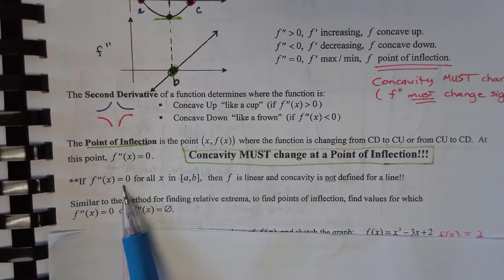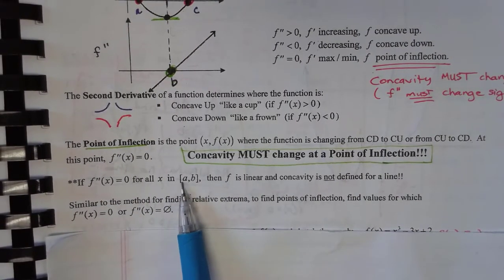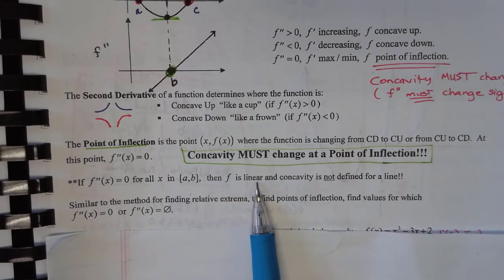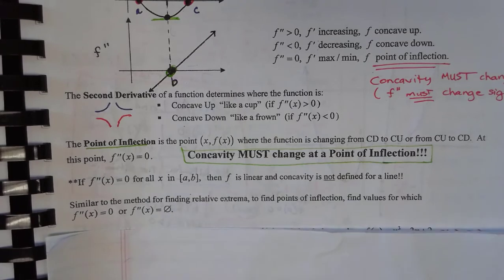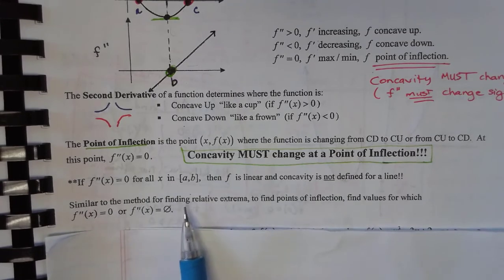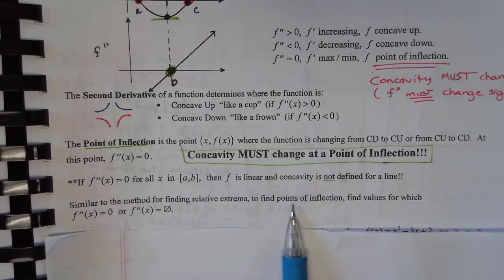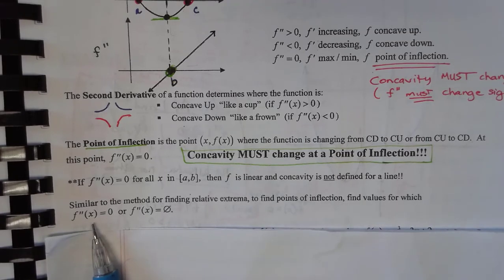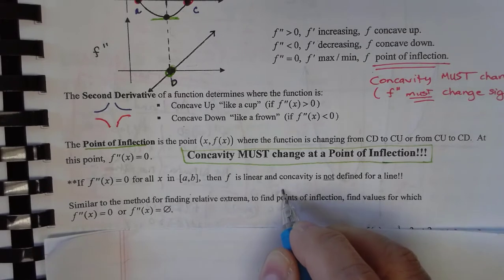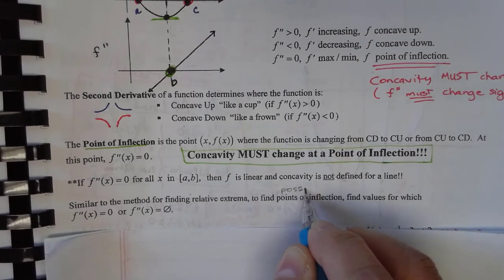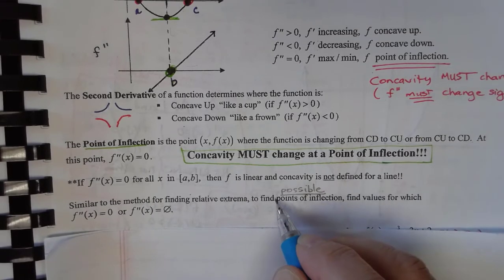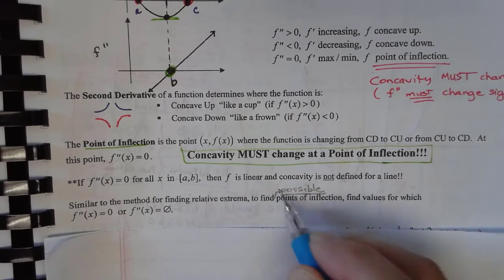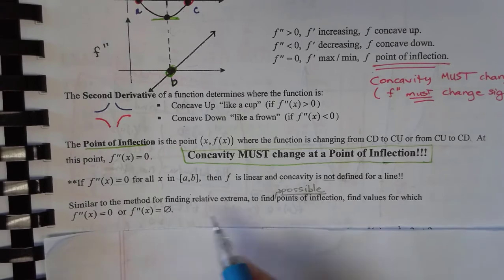If f double prime is 0 for all x on your closed interval a to b, then f is linear and concavity is not defined for a line. There's no curvature. Similar to the method for finding relative extrema, to find points of inflection, we're going to find values for which the second derivative is 0, and these will be possible points of inflection. Very important, possible points of inflection. Okay, so the second derivative is 0 or undefined.